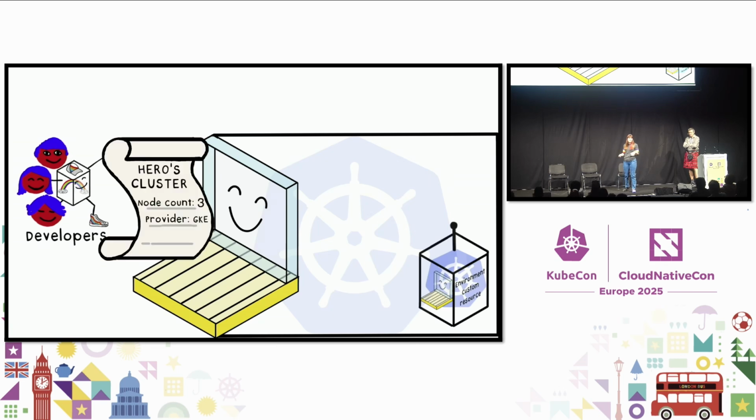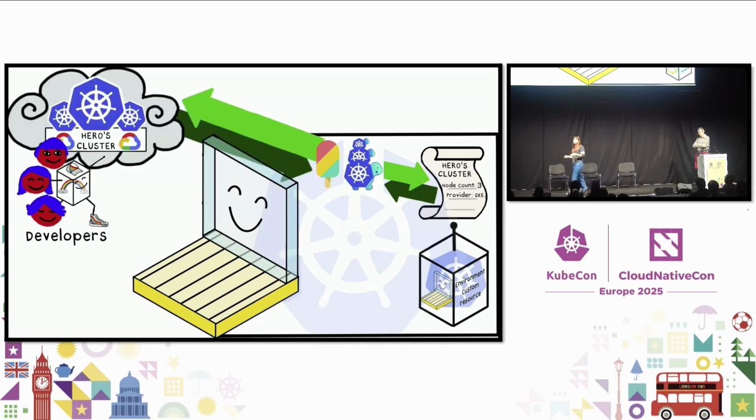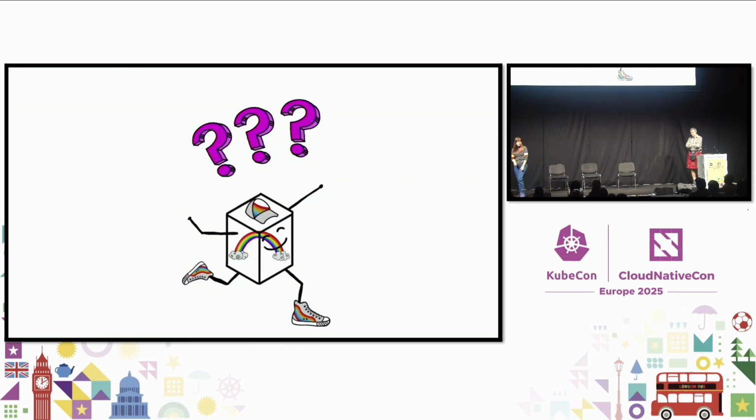So our developers say, hey, I want a cluster. In this case, they're applying a manifest to get that cluster. And then our tool, like a Cluster API or a Crossplane, will take that desired state and then actually make, say, a GCP cluster that's running in the cloud completely outside of our Kubernetes management cluster.